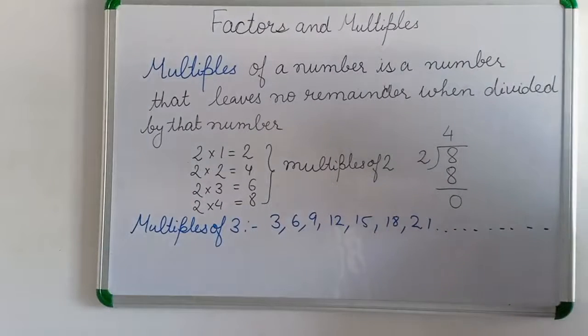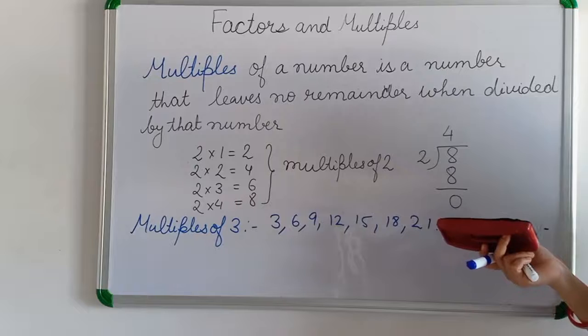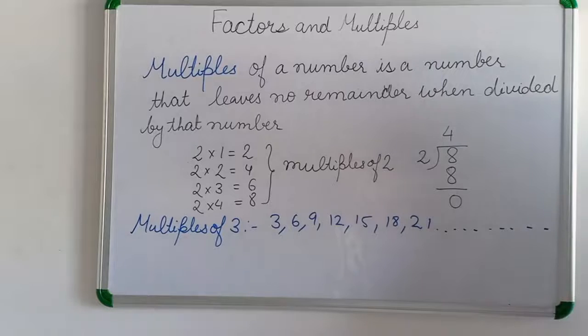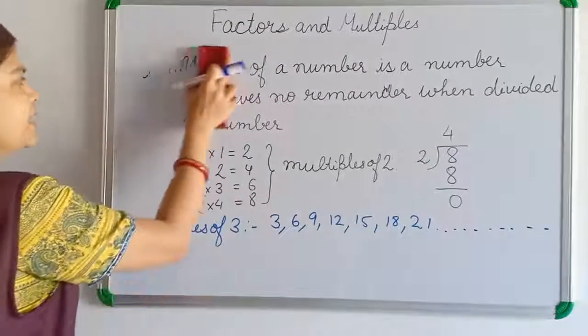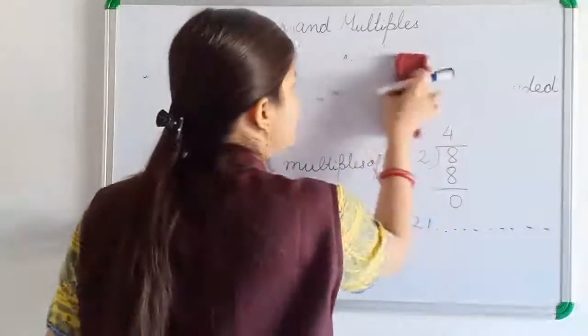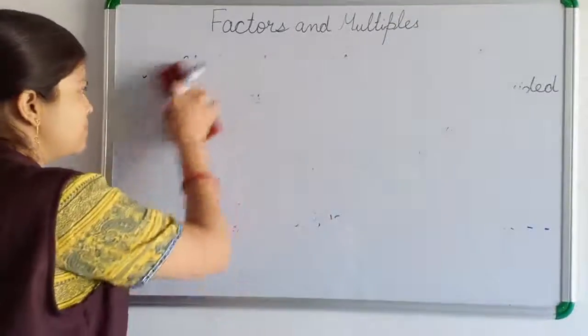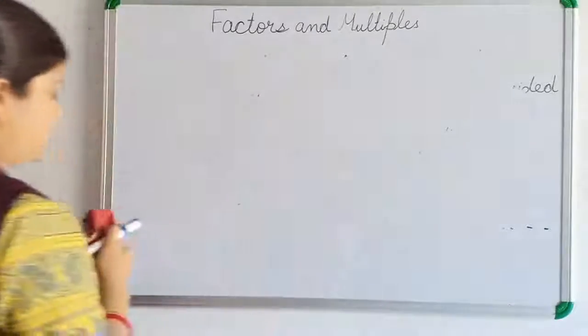And children, to find a multiple, we understand we have to multiply the number by 1, 2, 3, 4, and we will get the multiples of that number. So here is a question. Let's discuss it. List the first 7 multiples of 18. We have to list the first 7 multiples of 18. What will we do? Simply, we will start multiplying 18 by 1, then 2, then 3, then 4, then 5, then 6, then 7, and not more, because it is asked only for the first 7 multiples of 18.